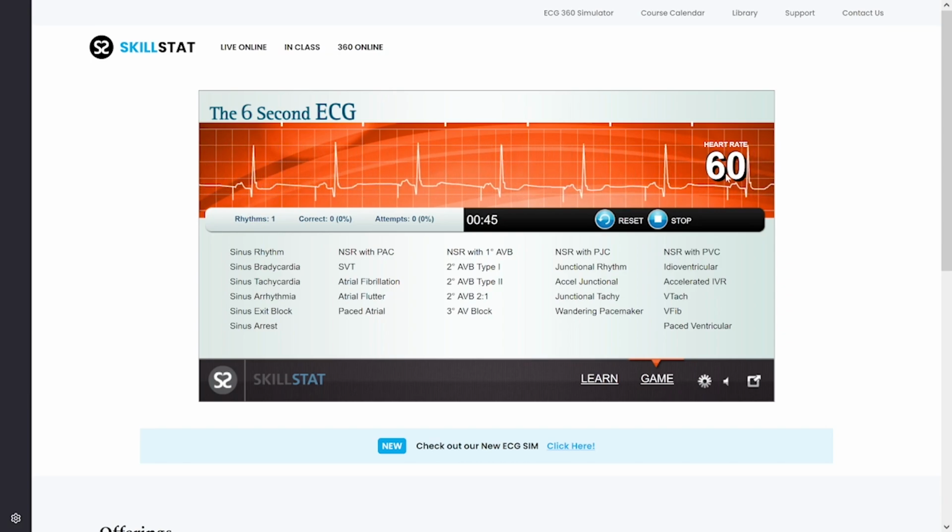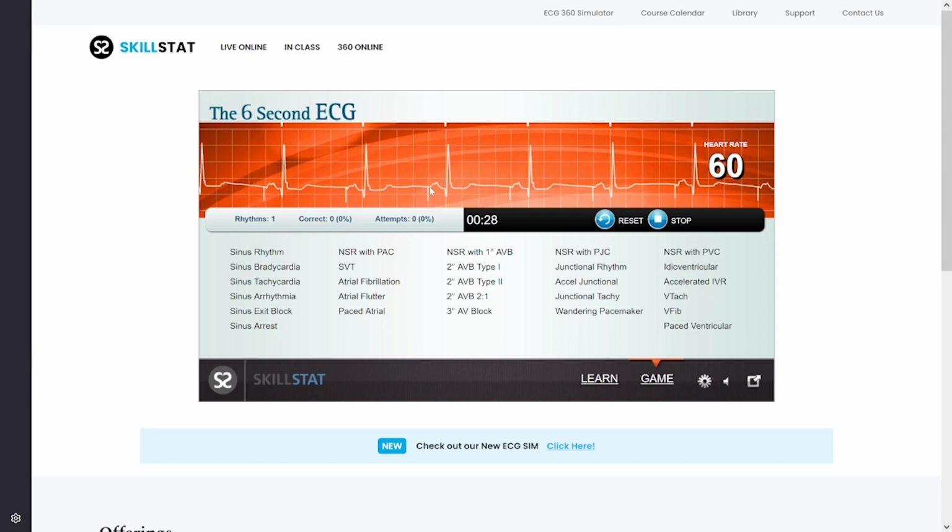Okay, we have a heart rate at 60 beats per minute. And what do we notice that's glaringly obvious about this rhythm? Well, I can see these pacer marks right here, right? So immediately I'm thinking, okay, it's going to be a paced rhythm. I've only got like 2 options or so with paced rhythms.